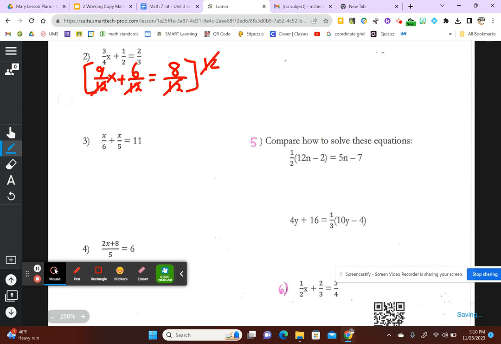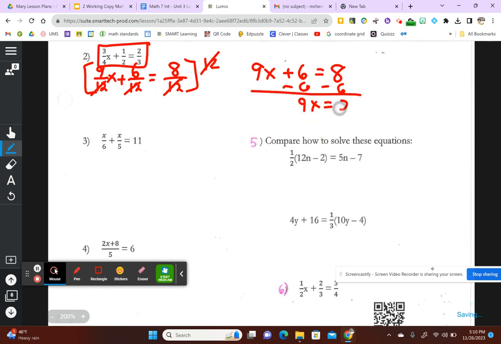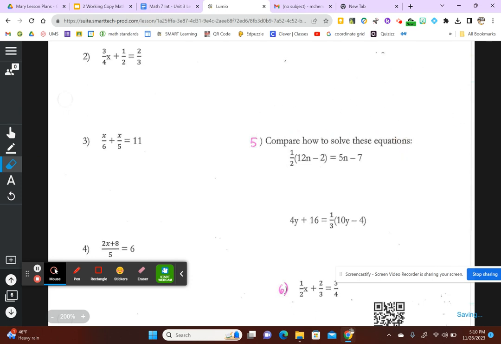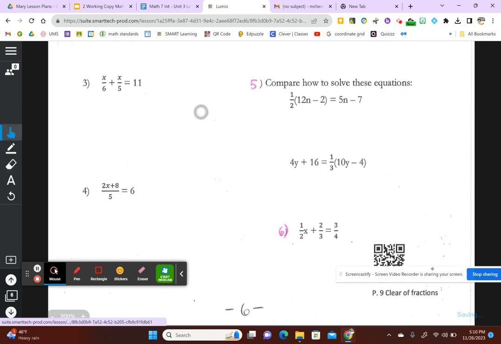They all cancel out, and I get 9x plus 6 equals 8, which again looks so much better than this. I subtract 6, 9x equals 2, divide by 9, divide by 9, x equals 2/9. Okay, so you can try the next one on your own. Stop the video and turn it on when you're done to see if you get the same answer as me.